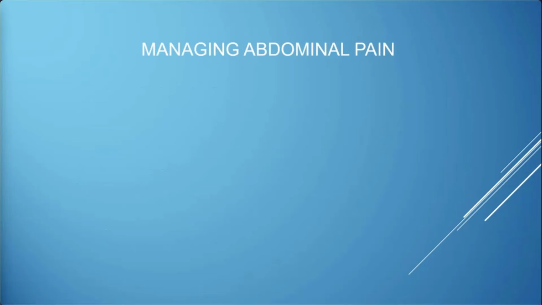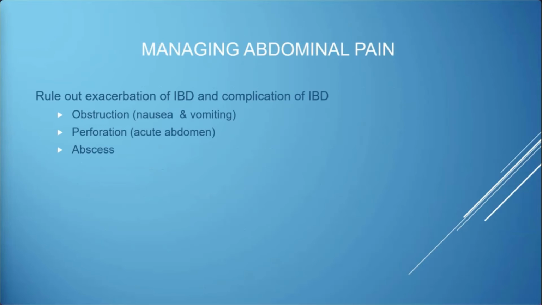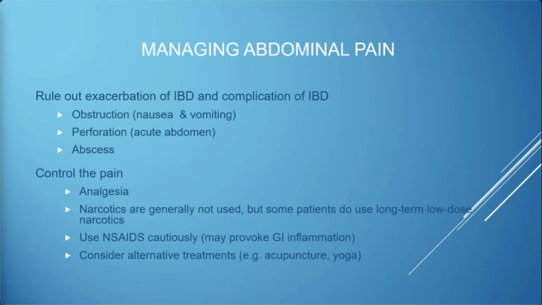In managing abdominal pain, we need to rule out symptoms of exacerbation of IBD or complications of IBD. Obstruction due to stricturing disease, there may be nausea and vomiting. With perforation, there may be symptoms of acute abdomen, and with abscess, the patient may present with a temperature or fever. In controlling pain, we use analgesia.